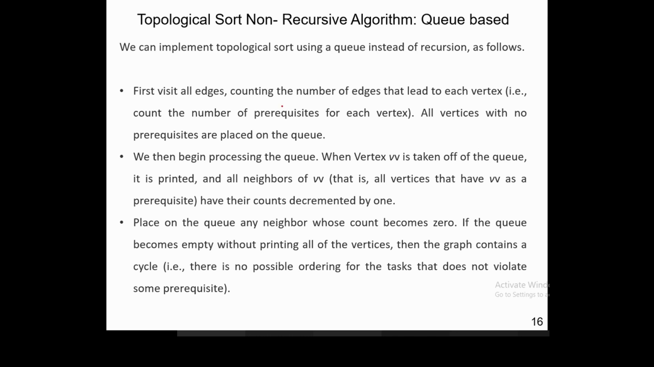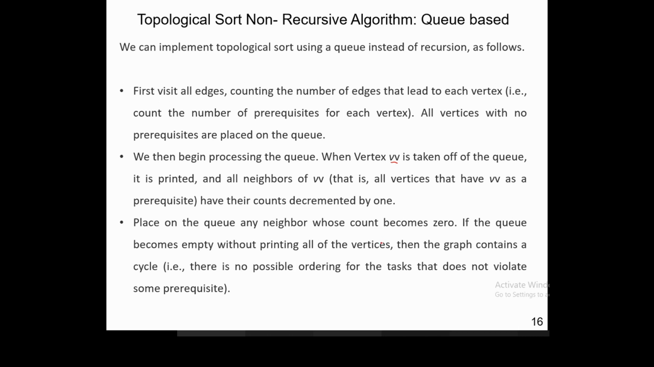So first visit all edges, counting the number of edges that lead to each vertex, and all vertices with no prerequisite are placed in a queue. Then begin processing the queue. When vertex W is taken off the queue, it is printed and all neighbors of W have their count decremented by one. Count means in-degree count. Now place on the queue any neighbor whose count becomes 0.